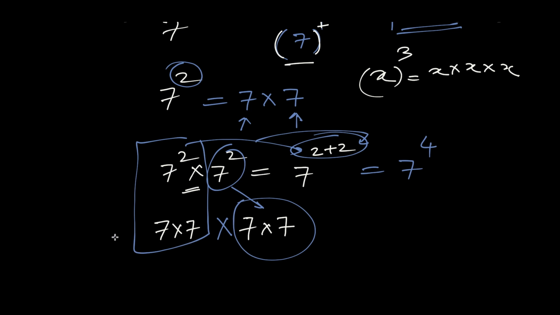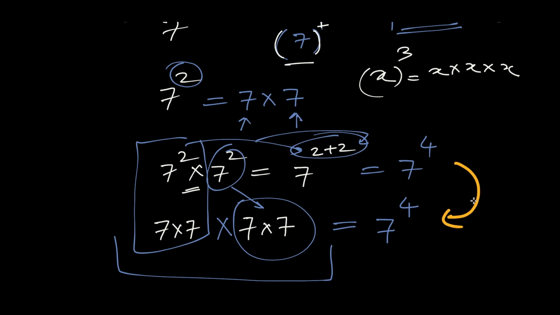Now if you consider this complete number, how many times is the 7 going to repeat? It is repeating 4 times. 1 2 3 4. Can I say 7 to the power 4? Because it is repeating 4 times. This is how we can conclude that both are the same numbers. So in multiplication we have to add the powers.